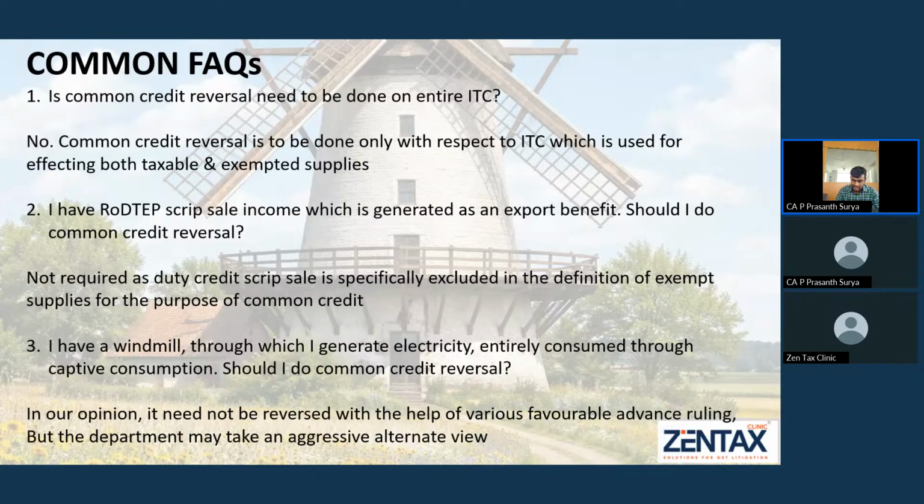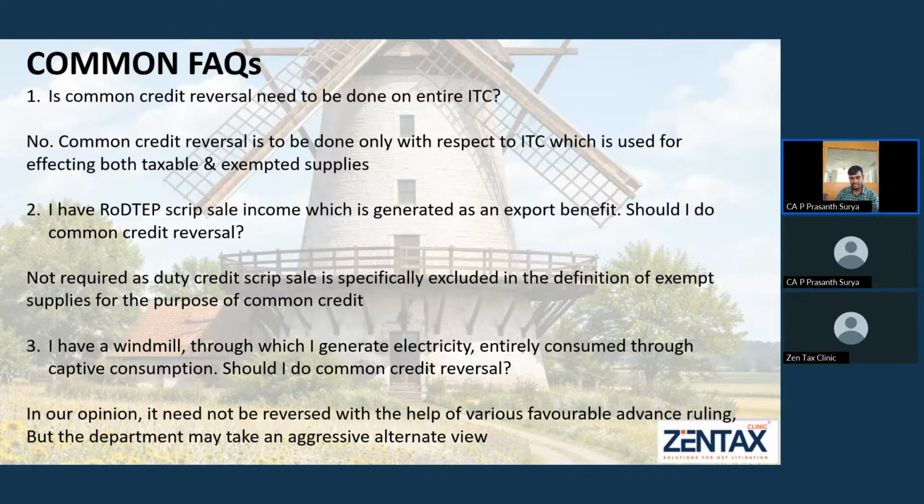Common credit reversal only needs to be done on the common credits that are used affecting both taxable supplies and exempt supplies. On the entire ITC, a very big amount will be calculated. If you take only the indirect expenses ITC and calculate, it will be a very small amount if we reverse it every month. So please make sure that the common credit reversal is not calculated on the entire ITC.